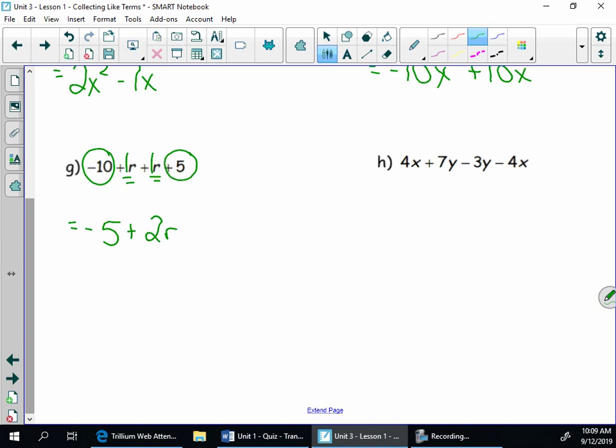So we'll try H, 4x minus 4x. Well, 4 minus 4 makes no x's, 0 x's. Plus 7 and minus 3. That makes positive 4y. Now, I'd be okay with this answer, but it really makes more sense to just write down 4 y's. There are no x's, so I shouldn't have any x's in my answer when I'm done.